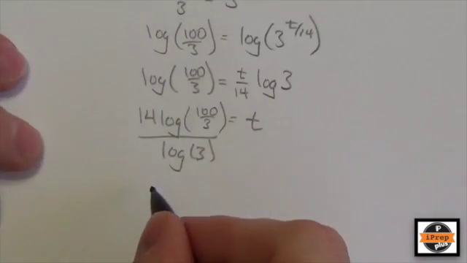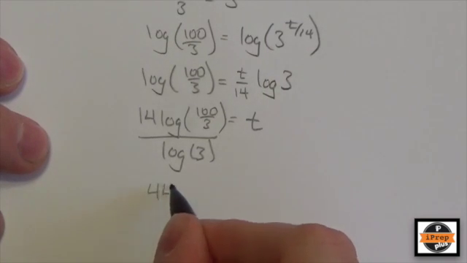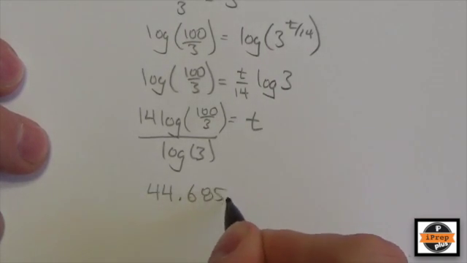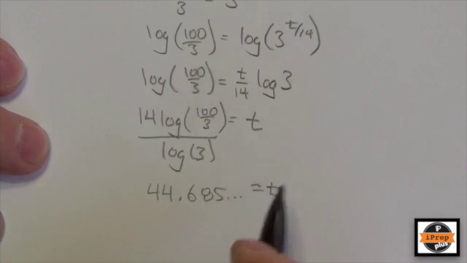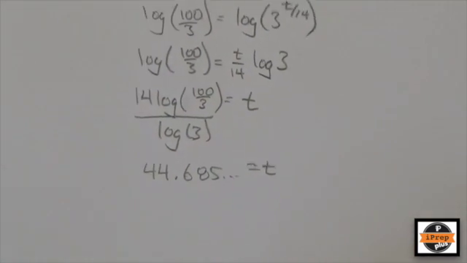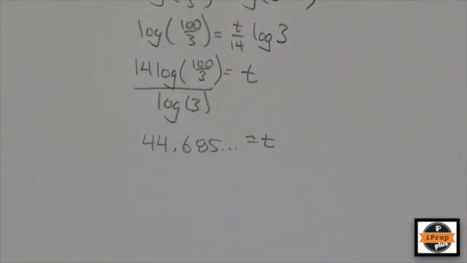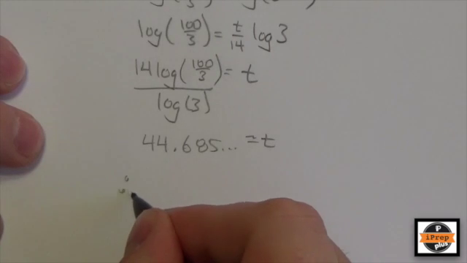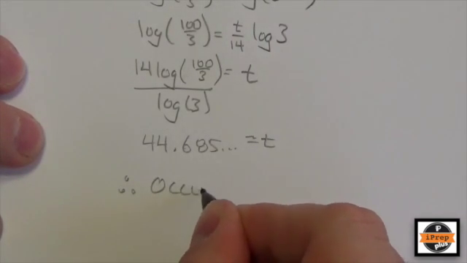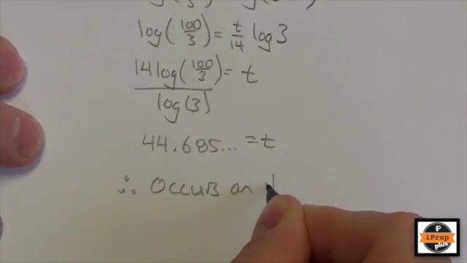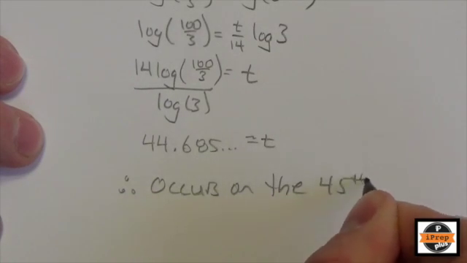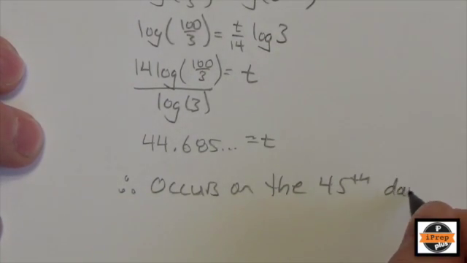Now I go to my calculator and I get 44.685..., so that's approximately equal to t. I had to round that. Now I think about what that means: 44 complete days have passed, and we are 0.685... into the 45th day. So therefore this occurs on the 45th day. I should round that up.